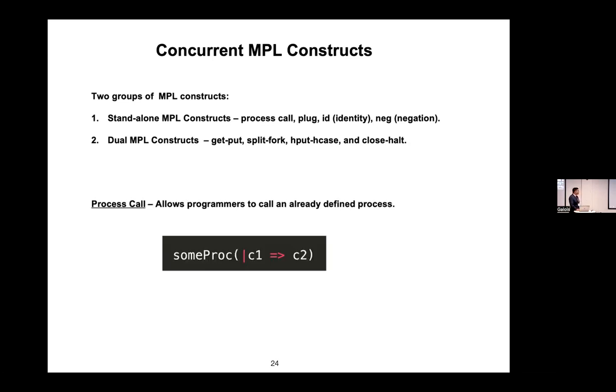One of the first standalone constructs is process call. In the last slide, or maybe the one before that, we defined a process called sumproc. That process did not have a sequential parameter. So we have to call the process the way we had defined it. The call and the definition should be consistent.